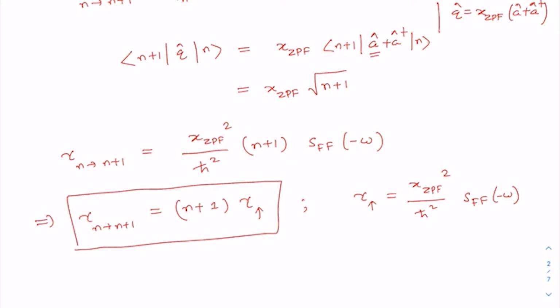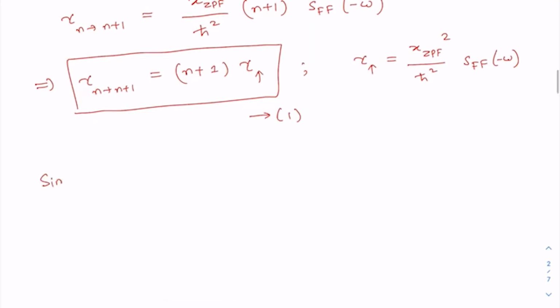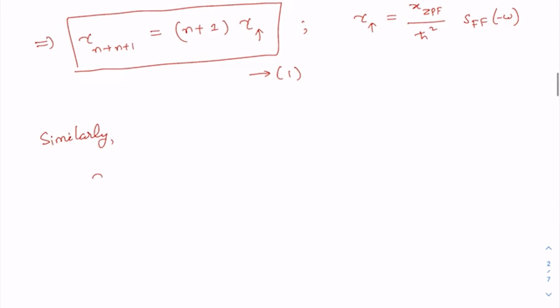Let me say this is my equation number 1. Similarly, you can work out the transition rate when you are going in the downward direction, n to n minus 1. That would be equal to 1 by h cross square. You have to evaluate this quantity. You are going from n to n minus 1 in the downward direction.